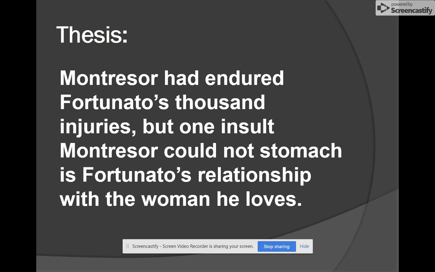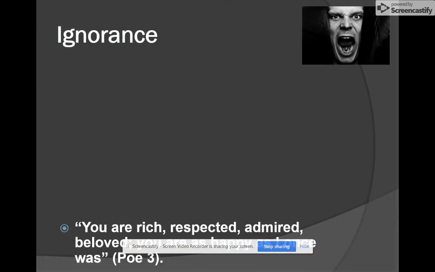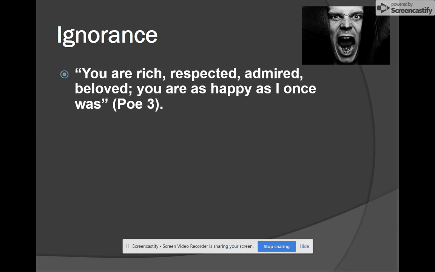And I've come to this conclusion after reviewing the story, and I've come up with some research as well as some lines from the text that I feel helps to prove this point. So one of the most important lines in this entire story is when Montresor tells Fortunato that you are rich, respected, admired, beloved. You're happy as I once was.